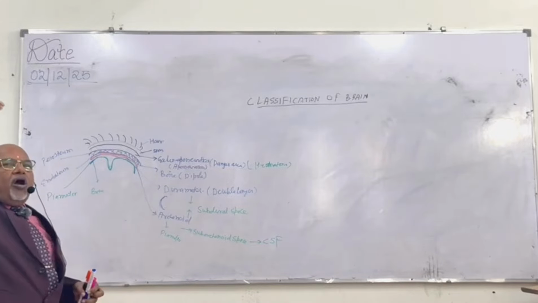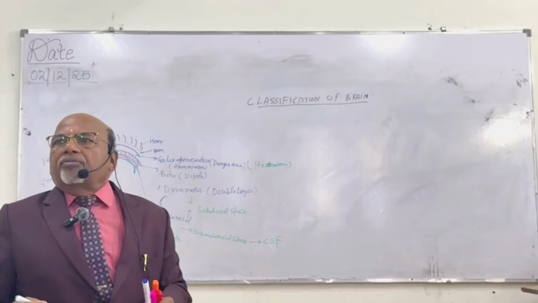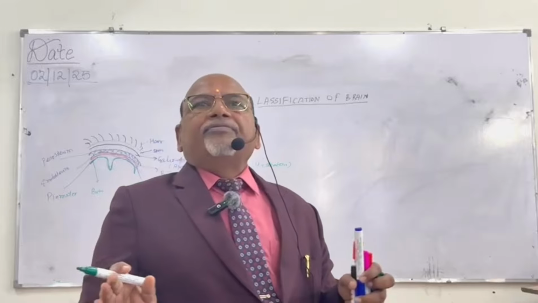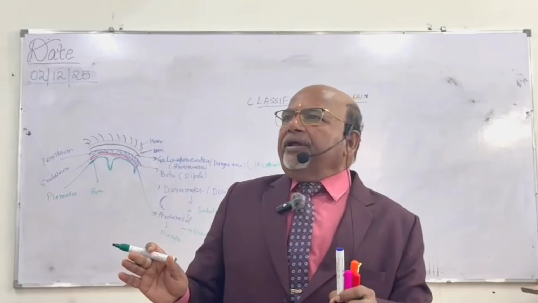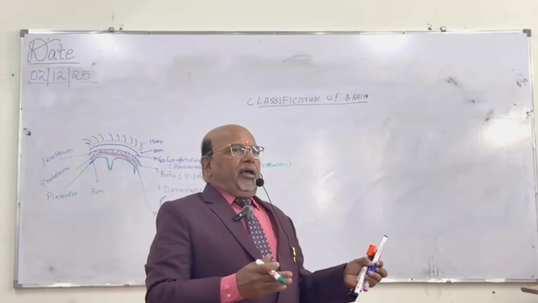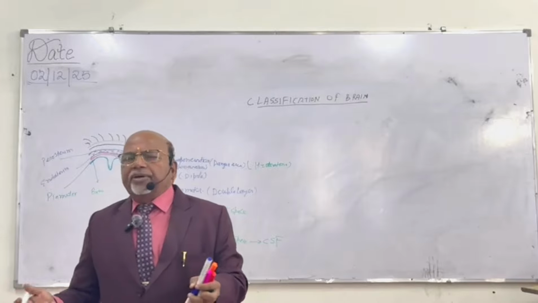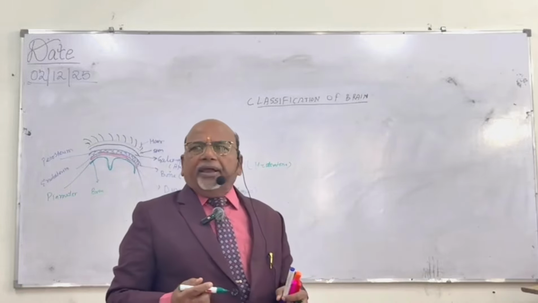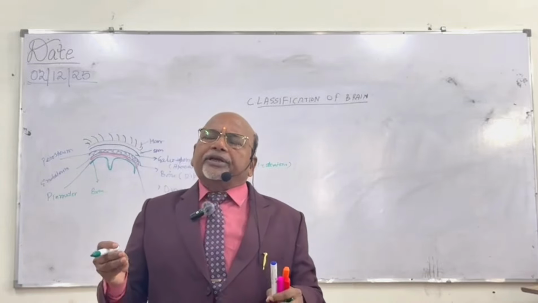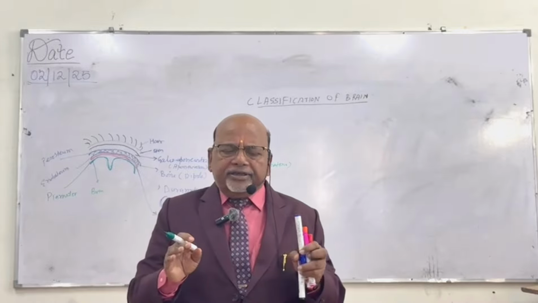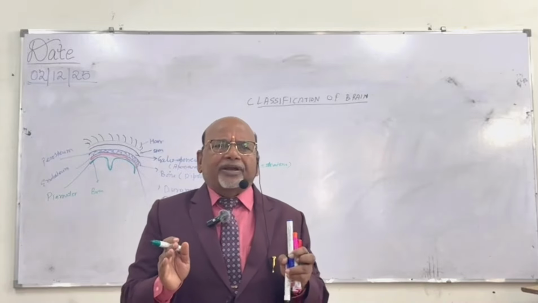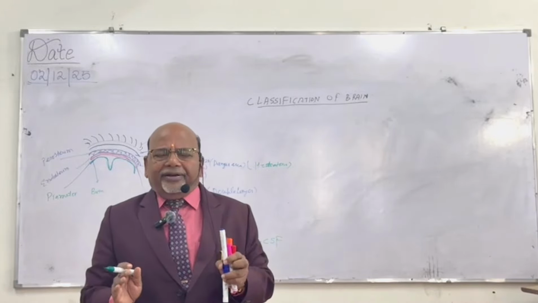This is from the outer to inner. This is the covering of the brain. Brain itself is near about 1300 gram in the female, 1400 gram in the male, and it's situated in the cranial cavity and slightly mobile. Sometimes we are going here and there.